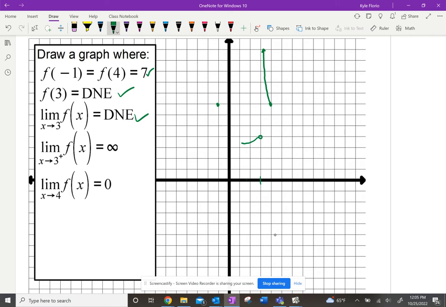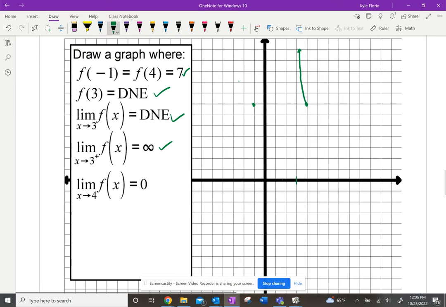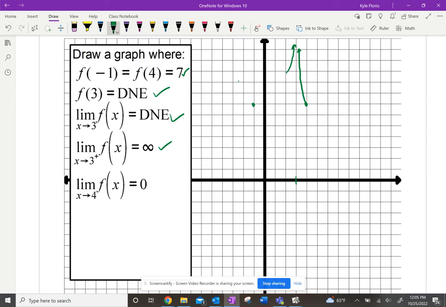Now, as x approaches 3, I want the limit to go to infinity. So that changes what I have to do now. So as we approach 3, I want it to go to infinity. That means from the left and from the right, I want it to go to infinity. So I have an asymptote here. So that allows me to check off this box.